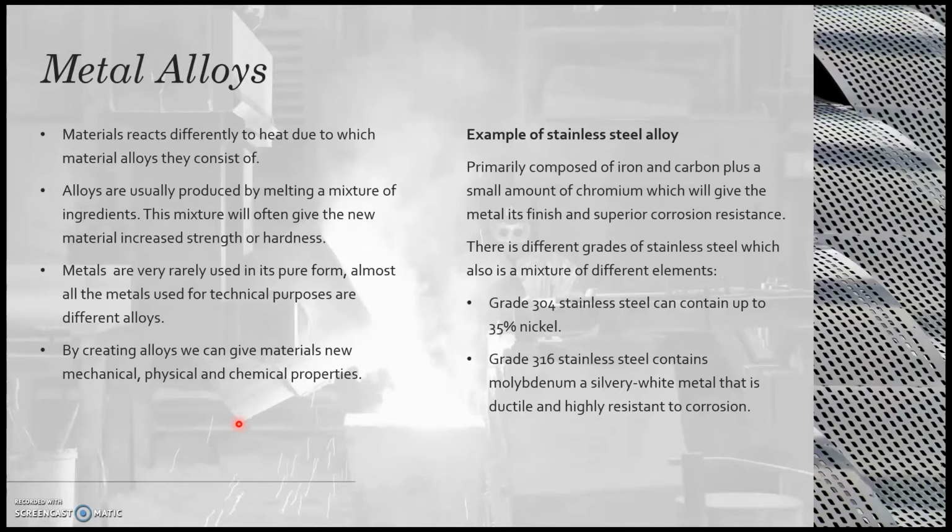A stainless steel alloy is primarily composed of iron and carbon, plus a small amount of chromium, which will give the metal its finish and superior corrosion resistance. There are different grades of stainless steel, which also are a mixture of different elements. Grade 304 stainless steel can contain up to 35% nickel. Grade 316 stainless steel contains molybdenum, a silvery white metal that is ductile and highly resistant to corrosion.